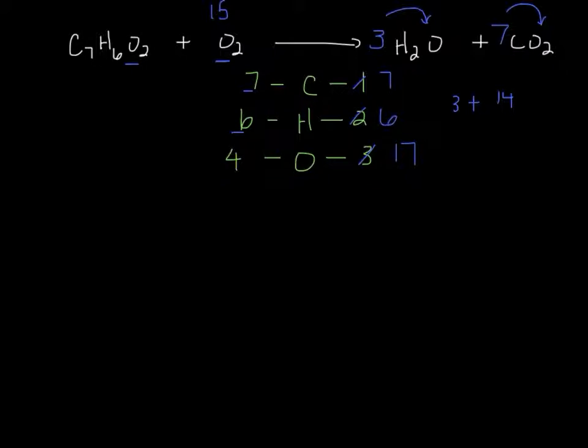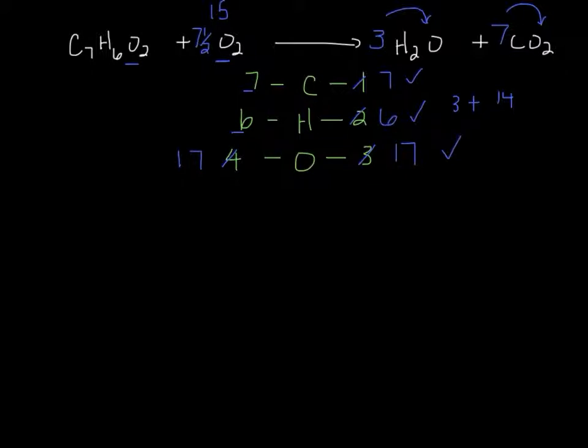Whenever you have a situation like this, you can use halves. So here, something times 2 equals 15. Well, that something is 7.5. So 7.5 times 2 is 15 plus 2 is now 17 oxygens on your reactant side. So total, you can see that you have the correct number of carbons, 7 and 7, correct number of hydrogens, 6 and 6, check, and the correct number of oxygens, 17 and 17.